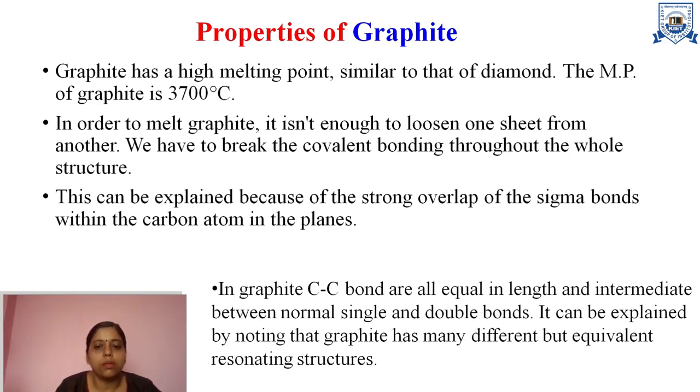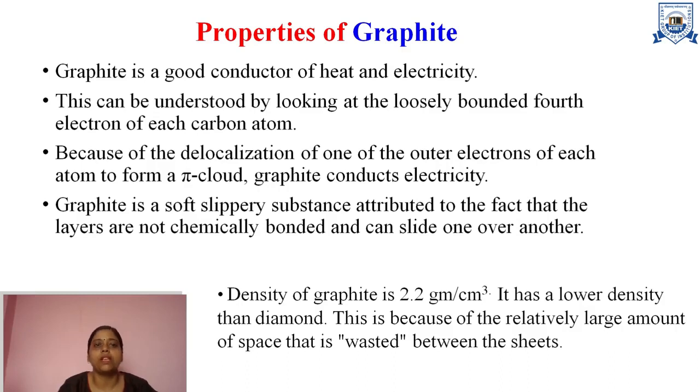In graphite, carbon-carbon bonds are all equal in length and intermediate between normal single and double bonds. It can be explained by noting that graphite has many different but equivalent resonating structures. Properties of graphite: there are a number of excellent properties in graphite. Graphite is a good conductor of heat and electricity. This can be understood by looking at the loosely bound fourth electron of each carbon.